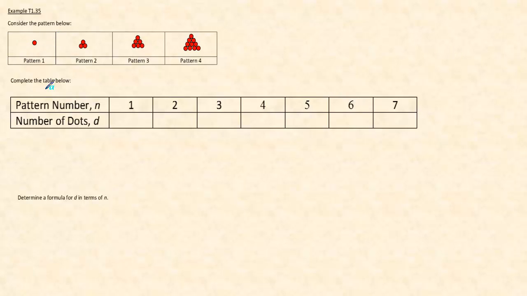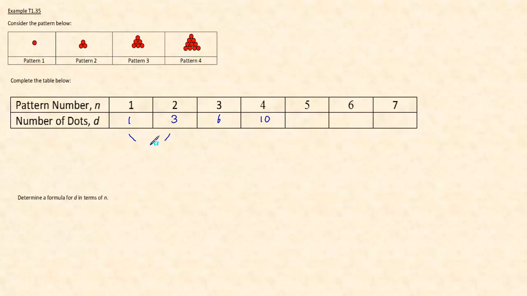Consider the pattern below. So we can see pattern 1, 2, 3 and 4. We have pattern number and number of dots. So pattern 1 has 1 dot. Pattern 2 has 3 dots. Pattern 3 has 6 dots. Pattern 4 has 10 dots.